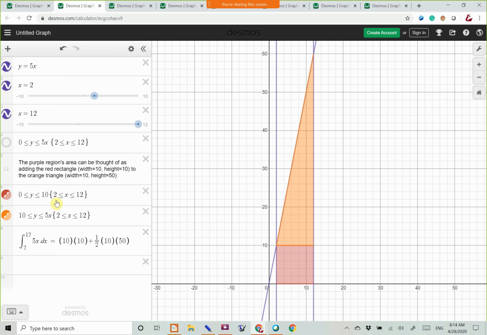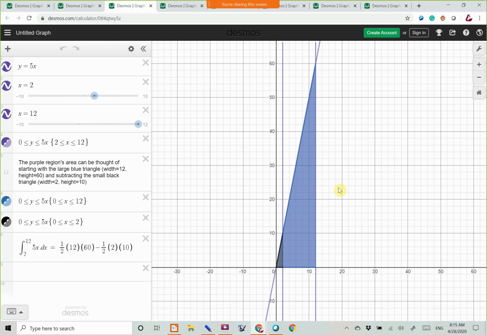So there's the red region, and then there's the orange region, and those two together end up being the purple region. So you can add together the area of the square down here, which is 10 times 10, to the area of the triangle, which is 1/2 times, and then the base is 10. And I hope this height of 50 makes sense. Now the y coordinate up here is 60, but the height of the triangle goes just down to where this point 12 comma 10 is. And the x coordinates are the same, so the height there is bigger y minus smaller y, so 60 minus 10. That's where this 50 came from.